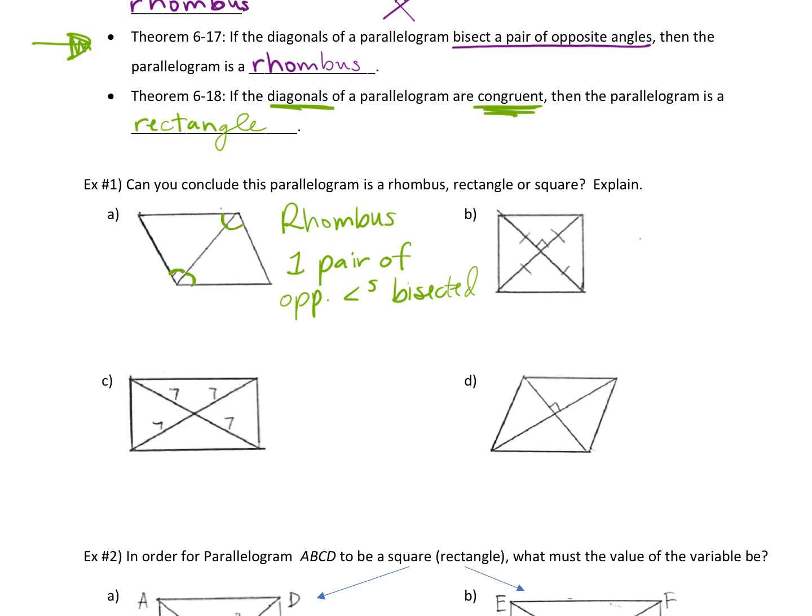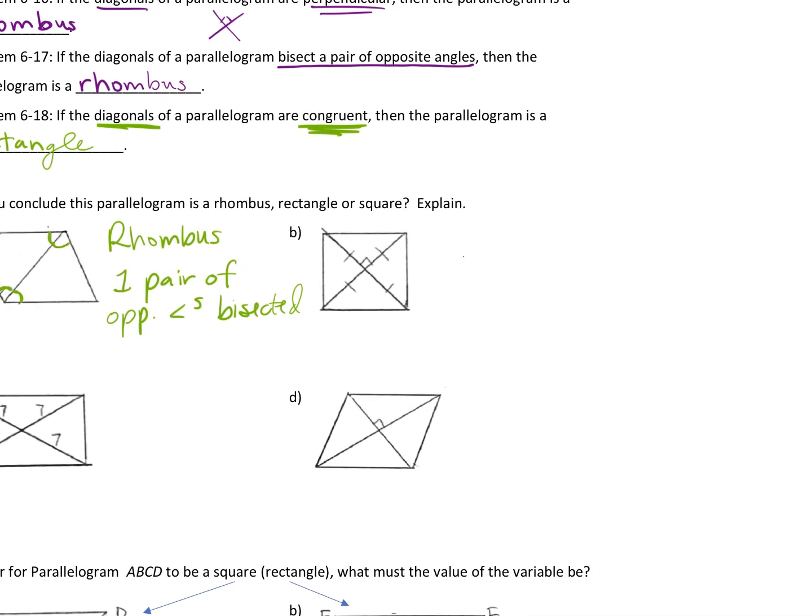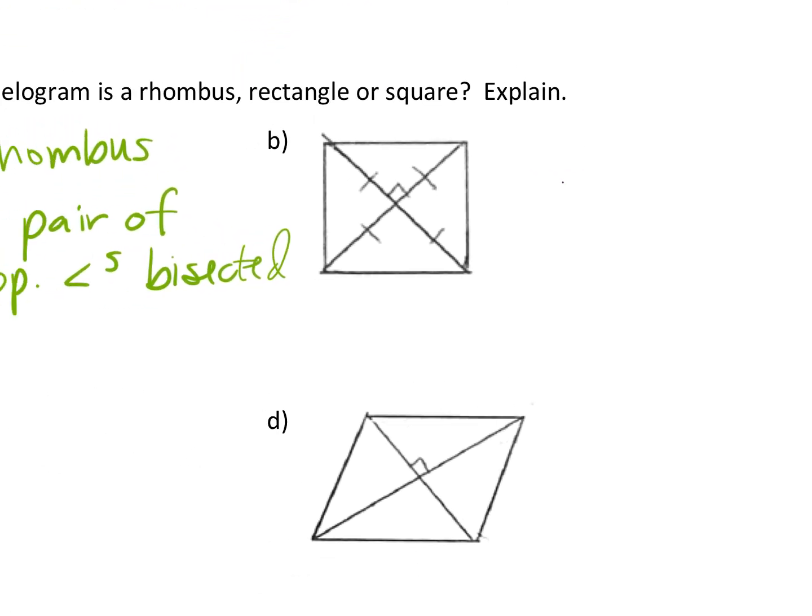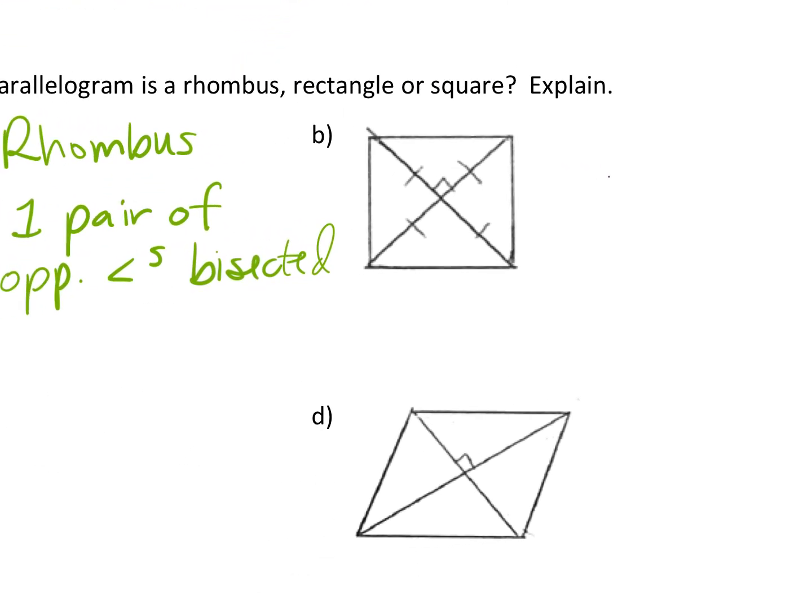All right, letter B. Look at what they're telling you here. I want to know, is this a rhombus, a rectangle, or a square? A rhombus. Why do you think rhombus? Because rhombuses are the only ones that have the little 90 in the middle. The perpendicular. Okay, so this is a rhombus because of the perpendicular. What are these telling you? Square. Why square? Because all the sides are the same.